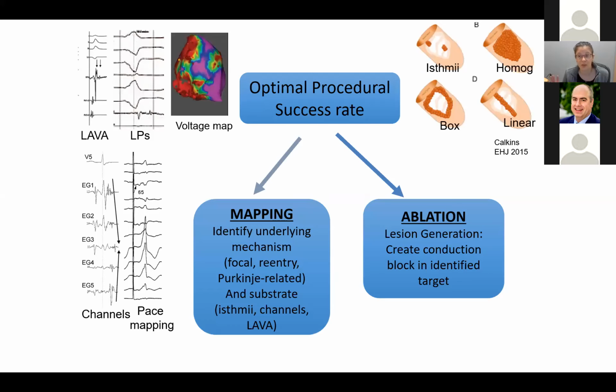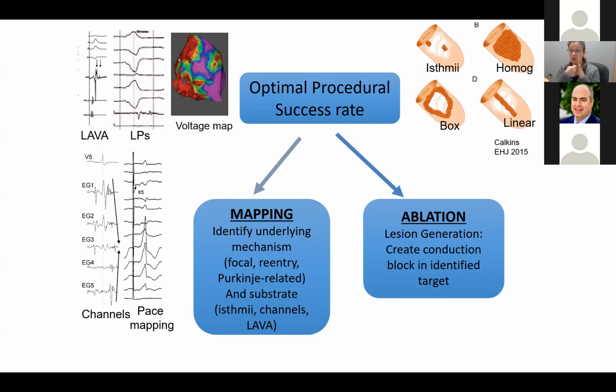And how do I think about our success rates? Whenever I think of any catheter ablation procedure, whether it's for atrial fibrillation or VT or another arrhythmia, it has two components. One part is the mapping, which has to do with identifying the underlying mechanism, whether it's focal, reentry, or Purkinje related, and identifying the substrate. Do we understand where the abnormal tissue is that's causing the abnormal signals? And then the second part is catheter ablation, which relates to lesion generation, creating conduction block in your identified target.